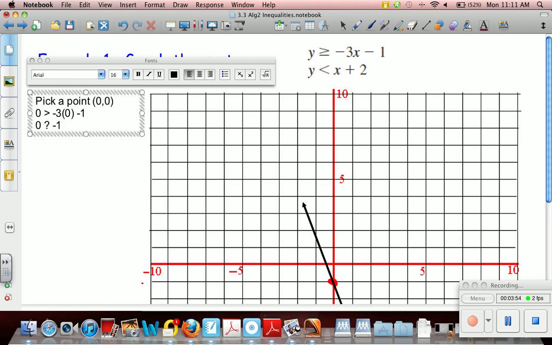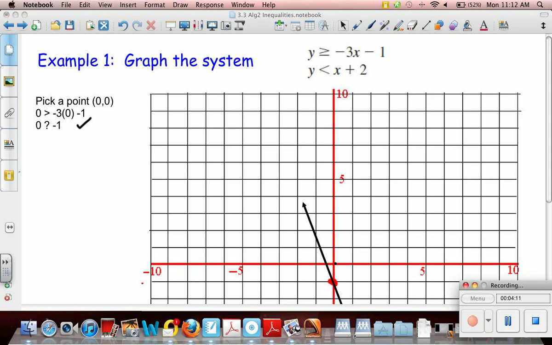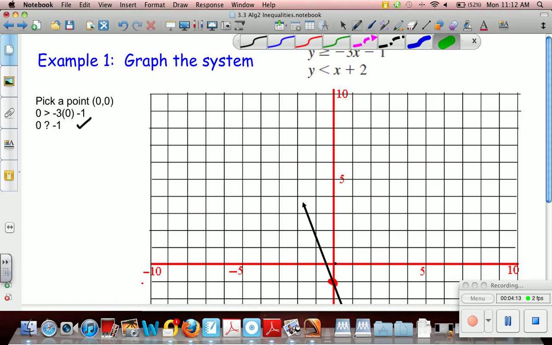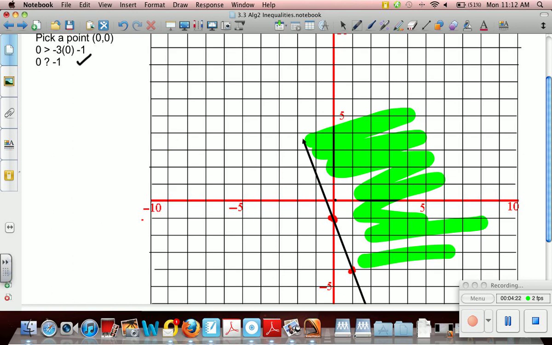So I'm going to shade on this side of my line where 0 is. And remember, 0, 0, that point is located right here. And this is a true statement. So it means I'm going to shade on the side of the line where 0, 0 is located. So I'm shading on this side of the line, and I'm just going to shade it in kind of generally right now because I'm going to need to mark the other line too.